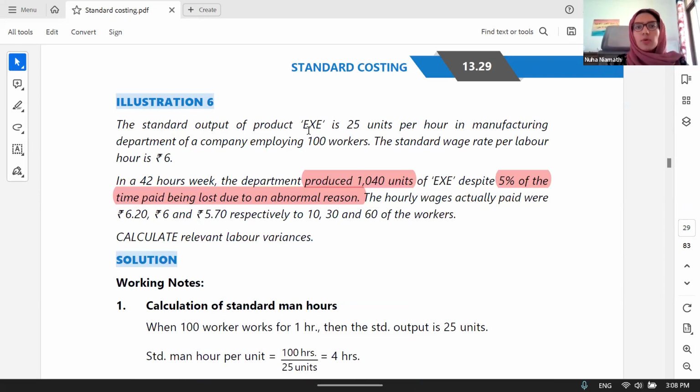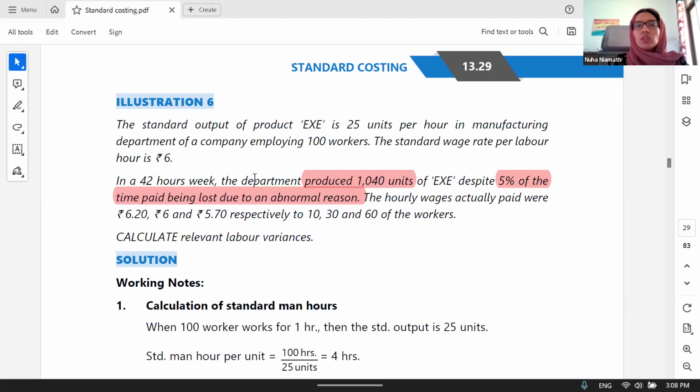The standard output of product X is 25 units per hour in the manufacturing department of a company employing 100 workers. The standard wage rate per labor hour is 6 rupees. In a 42 hours week, the department produced 1040 units of X despite 5% of the time paid being lost due to an abnormal reason. The hourly wages actually paid were 6.2 rupees, 6 rupees, 5.7 rupees respectively to 10, 30 and 60 of the workers. Calculate the relevant labor variances.